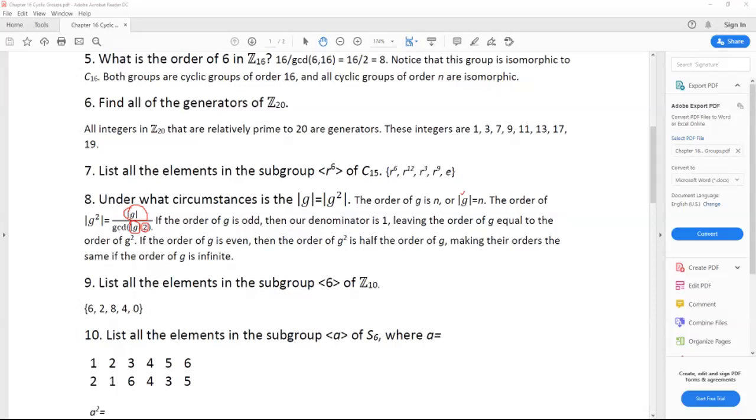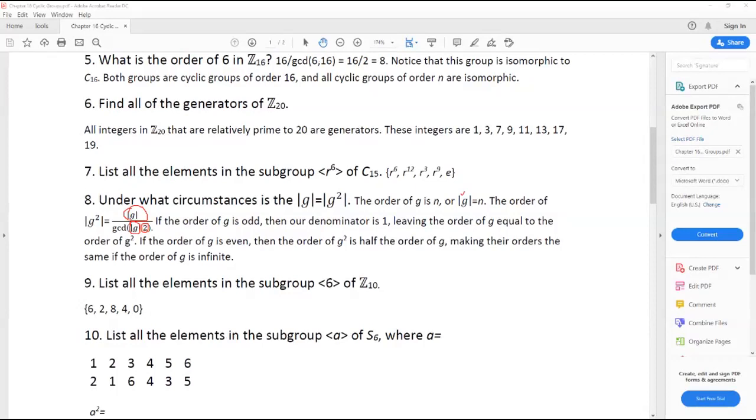And then we have to go through and look at a couple of possibilities. Number one, if the order of g happens to be odd, because we know the order has to be either odd or even.